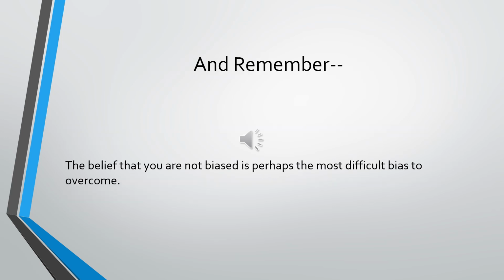No one likes to think they're biased. Everybody likes to believe that they're objective, that they consider the facts, that they're rational. But we are all biased, and these biases are unconscious in most cases. They're part of the way our brains are made. And so therefore, if we think that we're not biased, that in itself is a bias that stands in the way of being a critical thinker. So remember, the belief that you are not biased is perhaps the most difficult bias to overcome, but it's one that's important to strive to overcome.